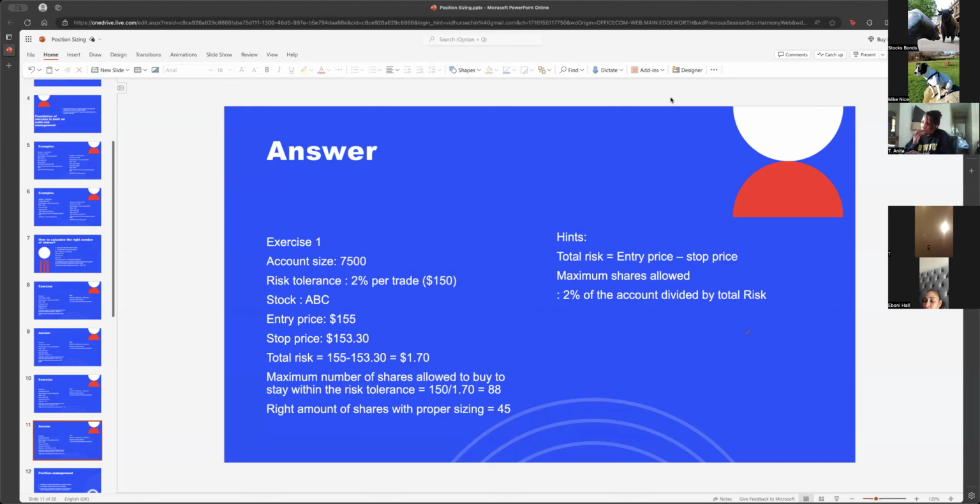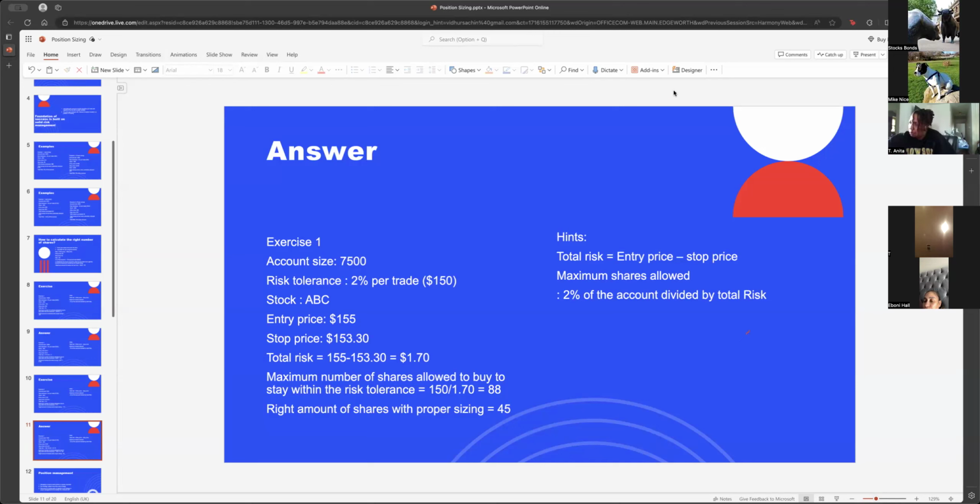And how are you going to manage those runners? Are you going to sell all of them at once? Or are you going to leave some runners on the table? If you're going to leave the runners on the table, where are you going to move your stop losses to? And if you're leaving the runners on the table, where are you going to cut your runners for profits? And how are you going to manage those runners? That's what we're going to talk about next. So before we move on to that, do we have any questions so far in position sizing?